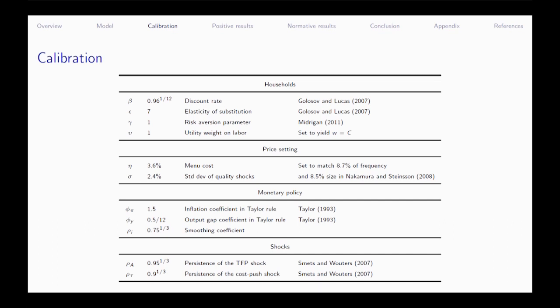Okay, let me also not spend much time on this calibration. We use as much as possible the related literature, in particular Golosov and Lucas's paper itself, Smets and Wouters and so on, only to mention that we match the size and frequency of price changes by estimating the menu cost and the standard deviation of the idiosyncratic shock. And we do so to match these moments from Nakamura and Steinsson 2008. So the frequency is 8.7% per month, and the average size of price change is around 8.5% in that data set.